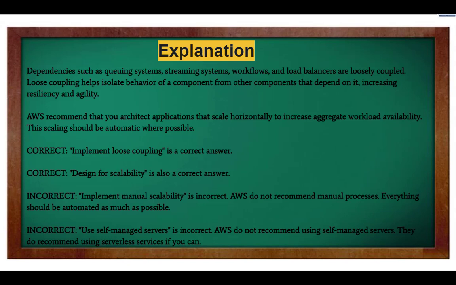Incorrect. Implement manual scalability is incorrect. AWS do not recommend manual processes. Everything should be automated as much as possible. Incorrect. Use self-managed servers is incorrect. AWS do not recommend using self-managed servers. They do recommend using serverless services if you can. Incorrect. Rely on individual components is incorrect. This is not a best practice.